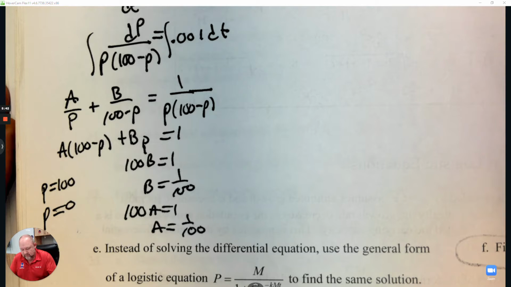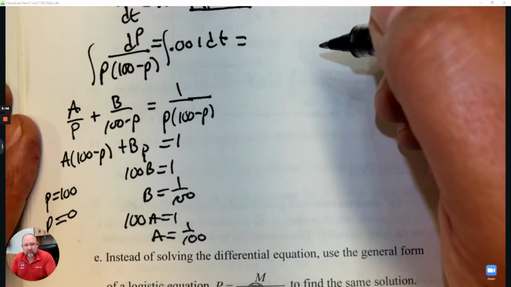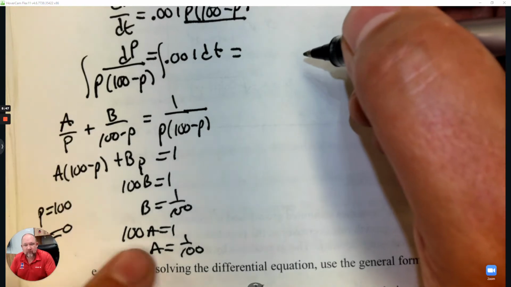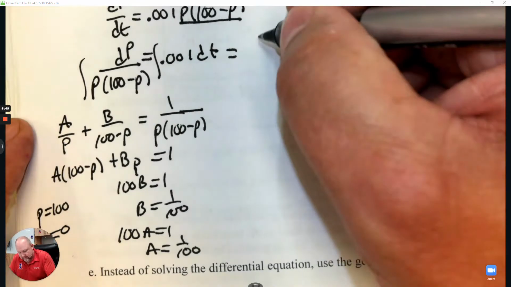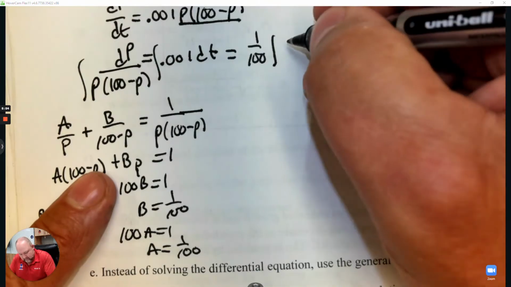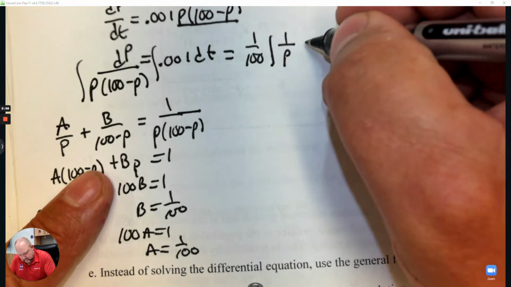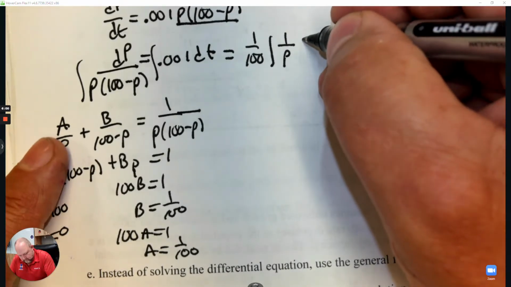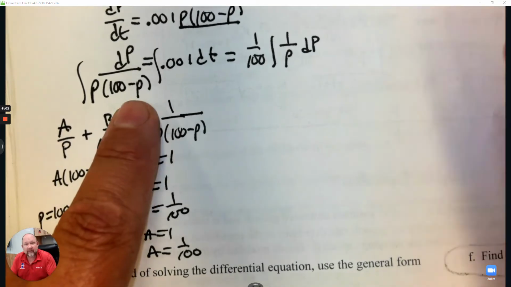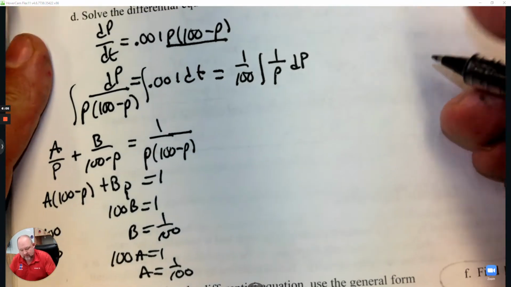All right, come back here. So now I can separate into two. So for the first one, A, right here, I'm going to write 1 over 100. And that's 1 over P. The second one, for 100 minus P, that's B. That's also 1 over 100.